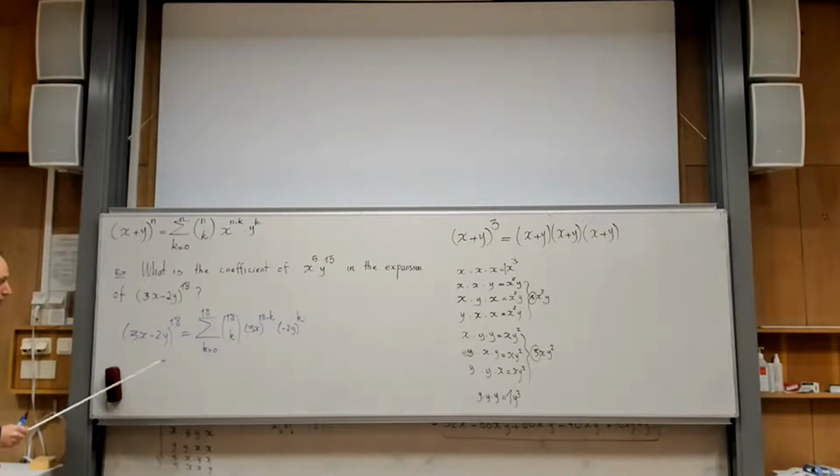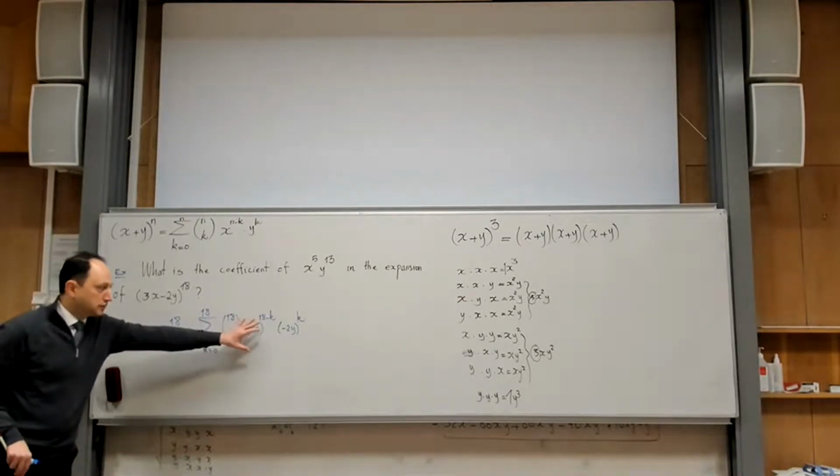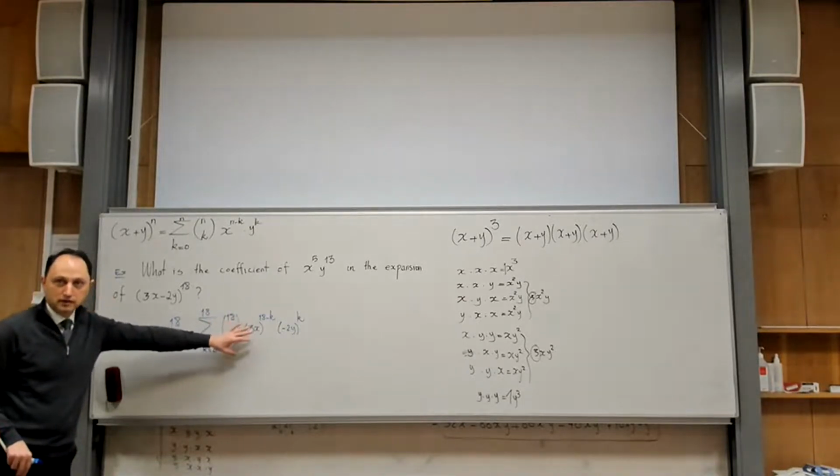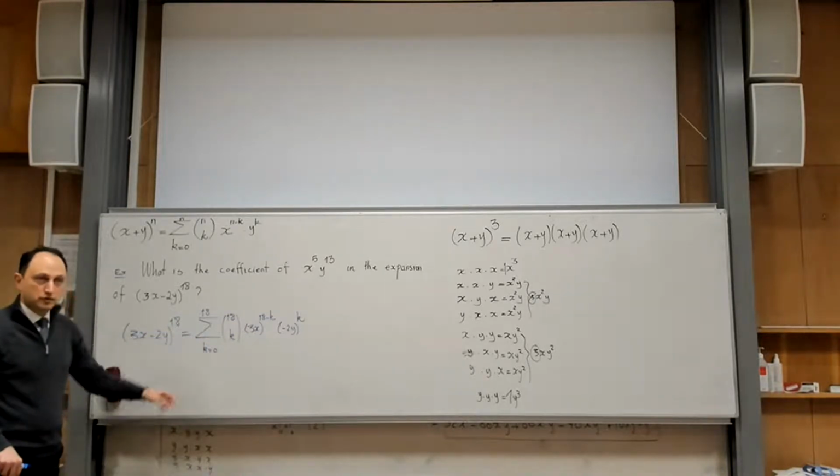Okay, let me ask you one question. How many terms are in this sigma if I open it up? I put 0, one term, I put 1, another term, up to 18. How many terms will be at the end? Yes, 19. So remember, the total number of terms in the expanded sigma is one more, because you do not start from 1, you start from 0.